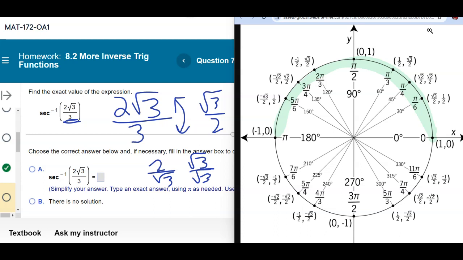So what I do when I'm seeing inverse secant of this, I'm thinking of where is cosine equal to the square root of 3 over 2. And that way it's on the unit circle. Cosine are the x coordinates on the unit circle. And so between 0 and pi radians, where is cosine equal to square root of 3 over 2? And it happens right there at pi over 6. So that's what I'm after here, is the pi over 6.